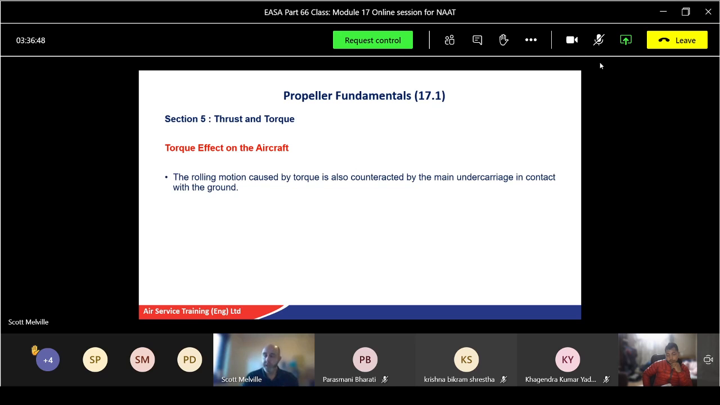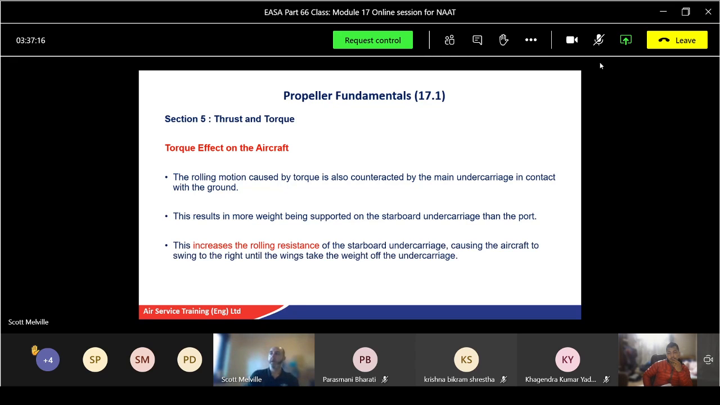So the rolling motion caused by torque is also counteracted by the main undercarriage. When you're on the ground, you've got the wheels there, so the wheels can stop it doing it as well. That results in more weight being supported on the starboard undercarriage. So in the air, the aircraft's trying to turn to starboard, and on the ground, it's trying to push down on the wheel, if that makes sense. So the undercarriage in this case is having an equal and opposite reaction to support it. Now, this increases the rolling resistance on the starboard undercarriage, which causes the aircraft to swing to the right until the wings take the weight on the undercarriage.